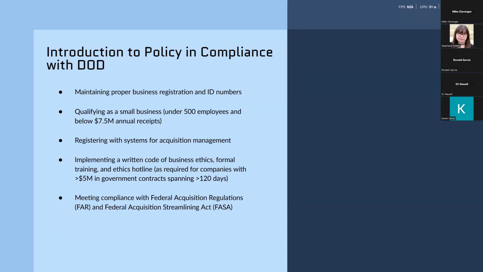Any company that exceeds $5 million in government contracts that span longer than 120 days must have a written code of business ethics, as well as formal training programs and an ethics hotline. Sandtech has the proper fulfillments in place in regard to the Federal Acquisition Regulations, as well as the Federal Acquisition Streamlining Act. Next slide, please.